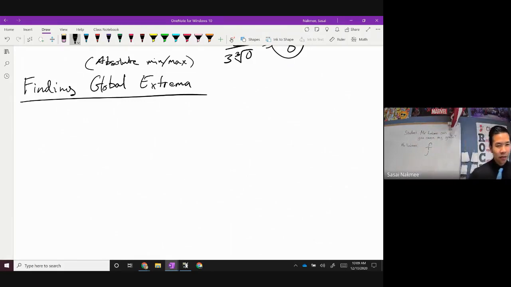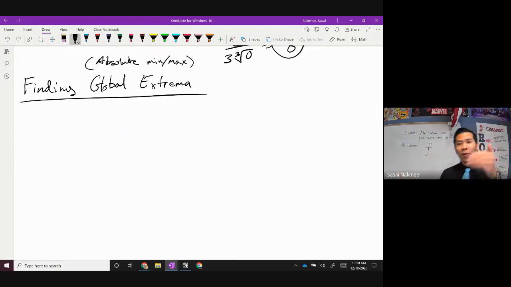And here's the thing. If you're doing this on a closed interval, you're guaranteed a max and a min. Guaranteed. If your interval is closed from some value to some other value, and they use the brackets to close them, meaning they use the solid dots, you're guaranteed a max and a min.